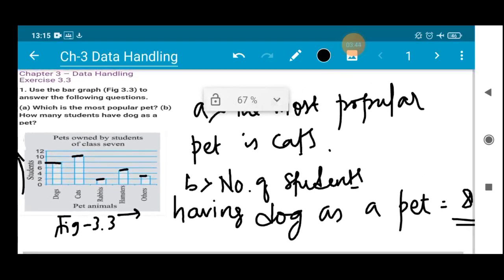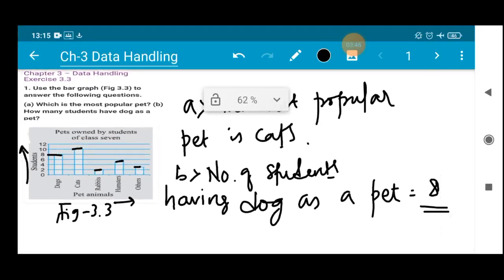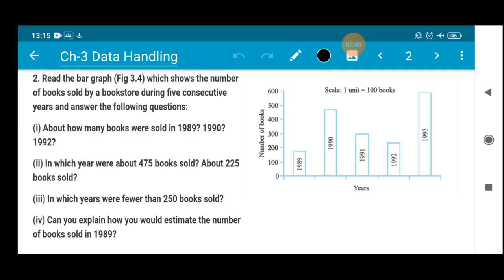With this we are over with question number 1. I would like to solve question number 2 also in today's session. Question number 2 is also very easy, don't worry. Four questions are given there, but if you understand it, the problem is very easy.